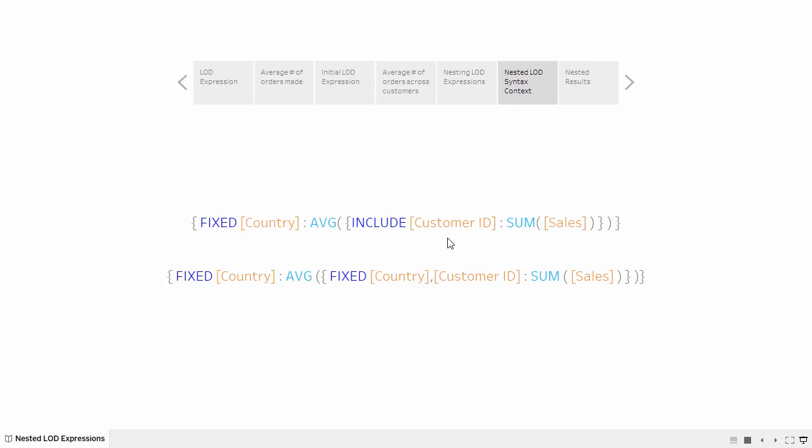That is, customer ID is included with country. This is the same thing as originally doing the calculation fixed at the level of customer ID and country, and then both of these averages are fixed to the level of country.